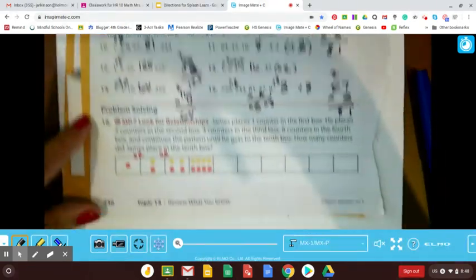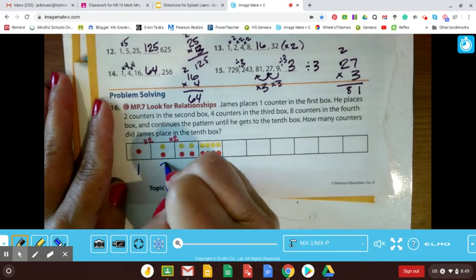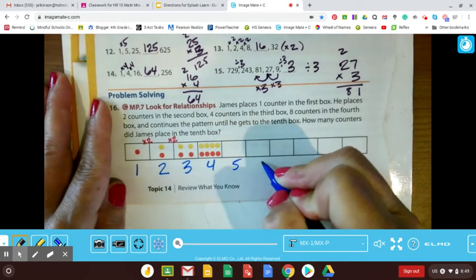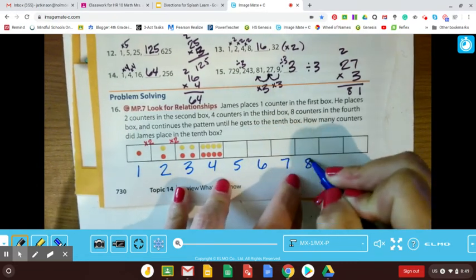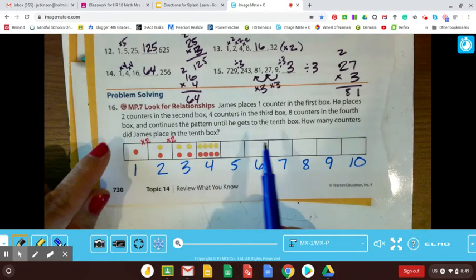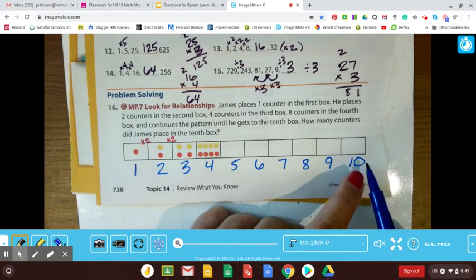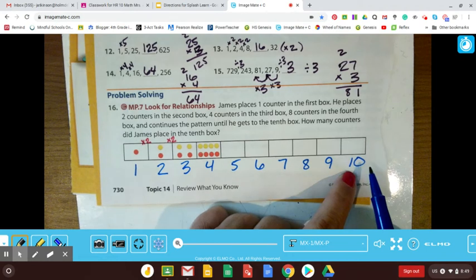All right. Finally, we have a problem-solving problem at the bottom. And it says, James places 1 counter in the first box. He places 2 counters in the second box, 4 counters in the third box, and 8 counters in the fourth box. And sometimes it's nice to label your boxes. So that's box 1, box 2. So it's asking us, the pattern continues until he gets to the 10th box. How many counters did James place in the 10th box?